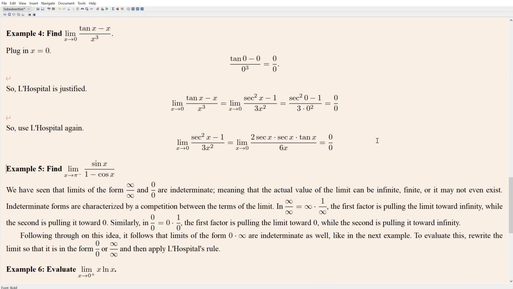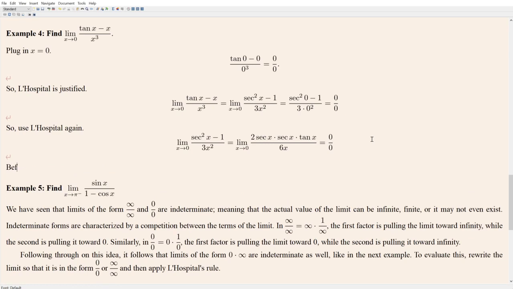Now, we can actually do a little bit better than that, though. Because the thing is, I don't want to differentiate this again. I mean, we're getting 0 over 0, so we know that L'Hopital's rule is still justified. But the thing is, differentiating the bottom, that's fine. That's just going to become 6. But differentiating the top, I don't know. It's going to get really ugly. So you know what I want to do? Let's rewrite this a little bit. So before using L'Hopital again, let's rewrite this a bit.